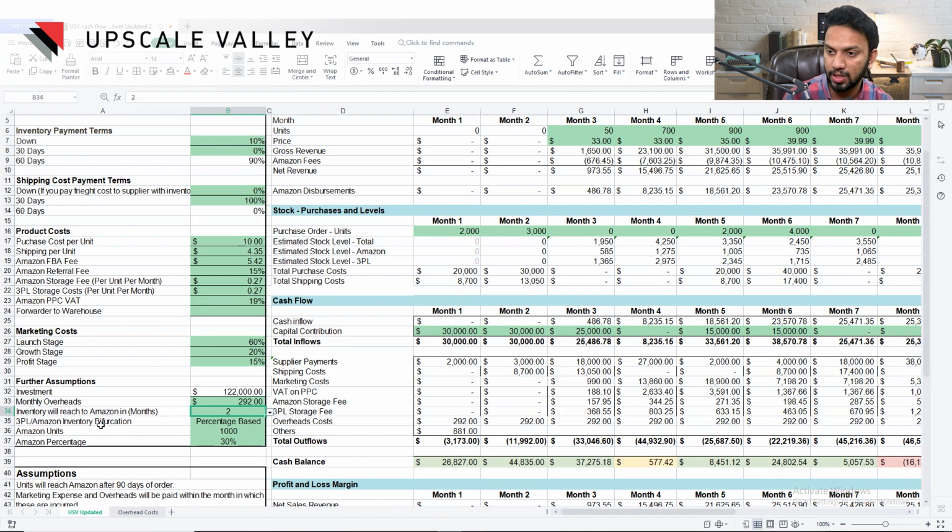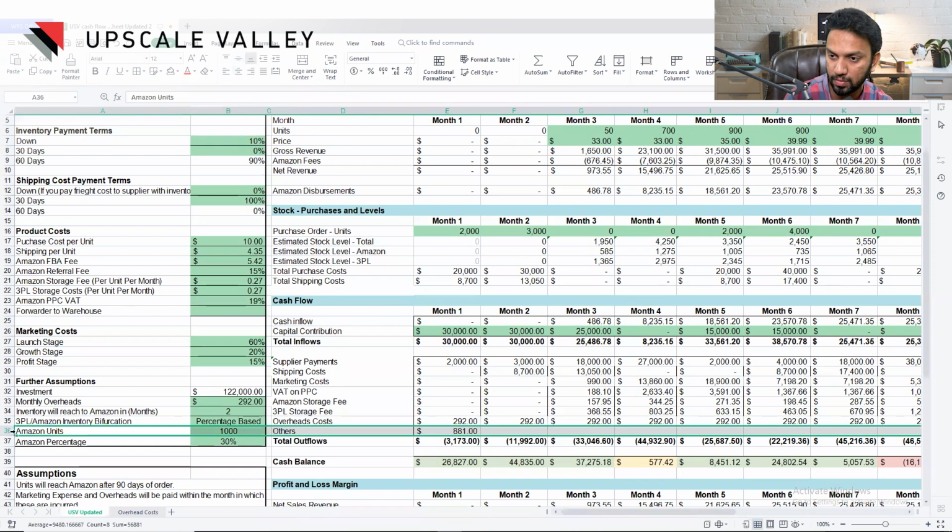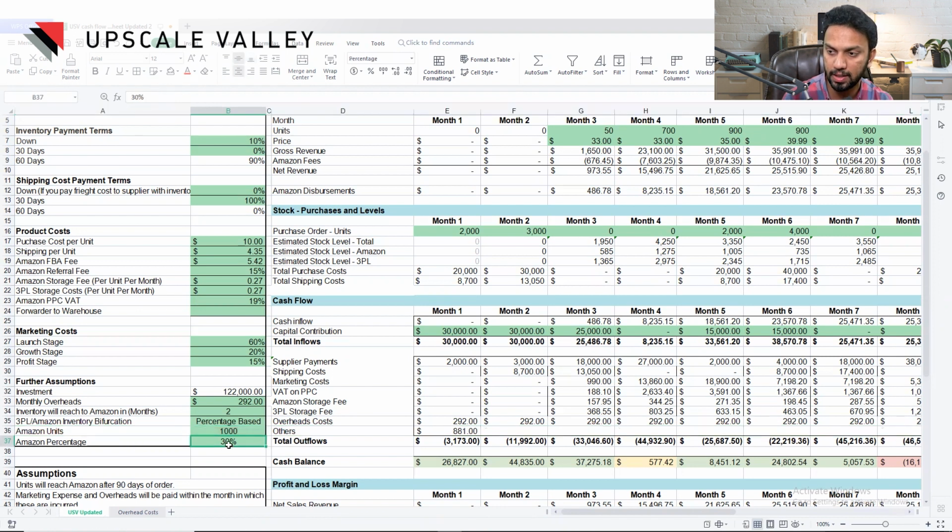And then here is the bifurcation thing, the 3PL to Amazon inventory bifurcation. The 3PL to Amazon inventory bifurcation can be percentage based. We can select here, there are two options, unit based and percentage based. Let's say we have selected percentage based. So when we select percentage based, these two cells, Amazon units and thousands, will be null and void. And we need to place here, let's say, that we will keep 50% in Amazon, and the rest of the 50% will be in 3PL.